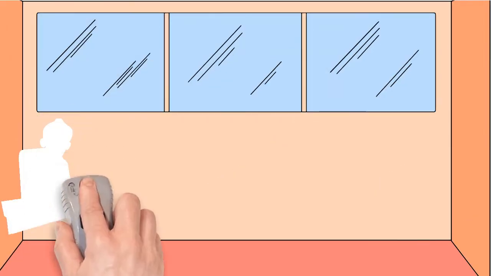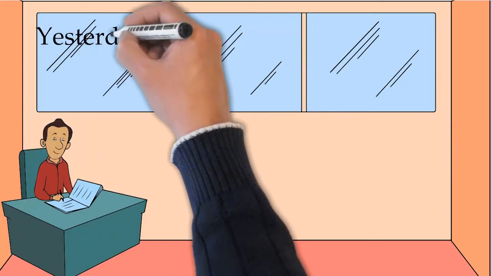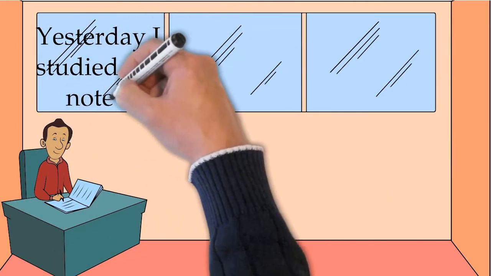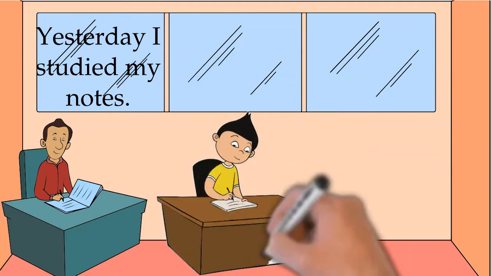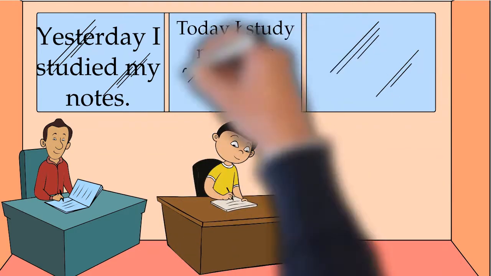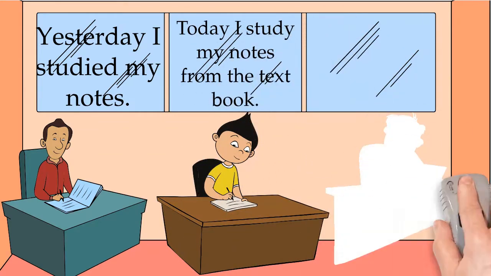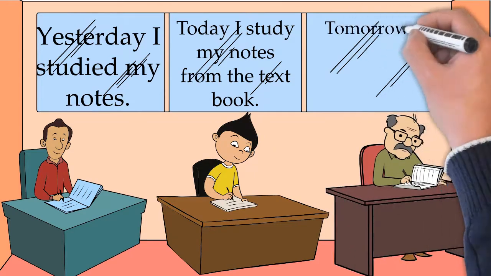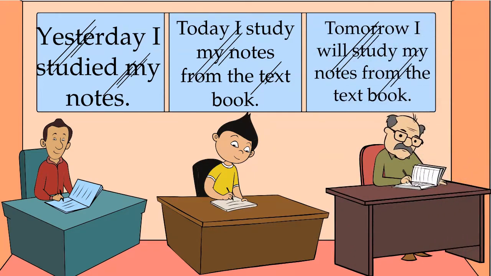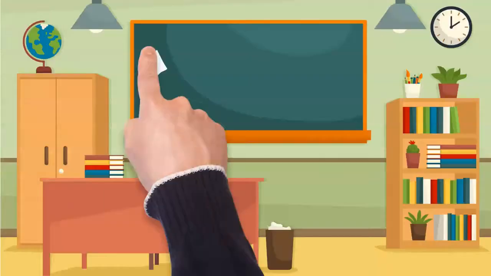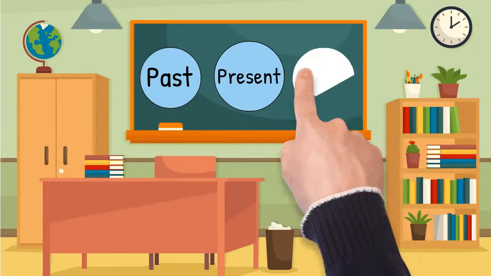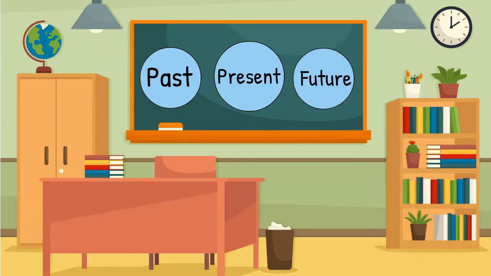As for example, yesterday I studied my notes. Today I study my notes from the textbook. Tomorrow I will study my notes from the textbook. So past, present and future are the three main verb tenses in English.